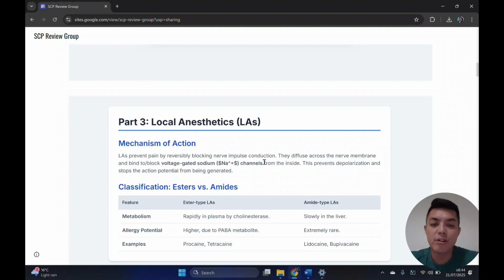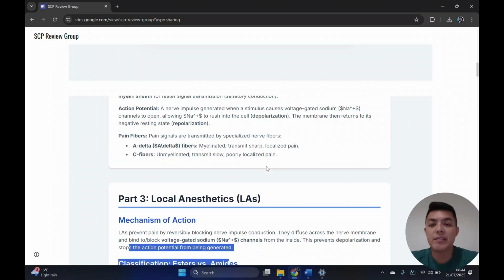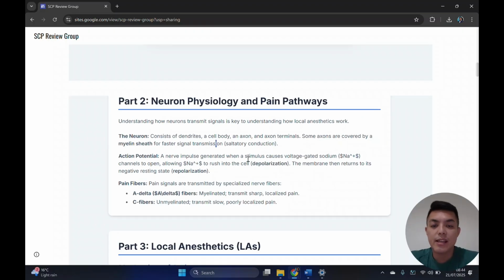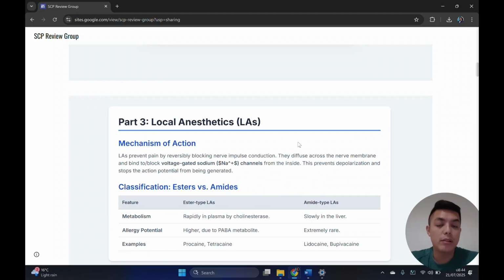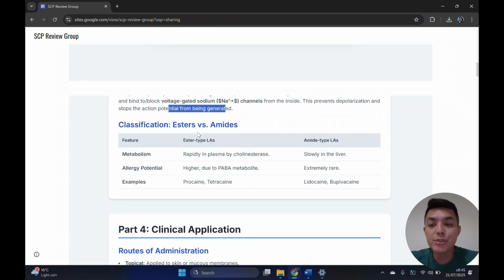So that's a keyword, from the inside. It gives you an idea that they must travel going inside. So this prevents depolarization and stops the action potential from being generated. The action potential here, which is the depolarization, gets blocked by your local anesthetics, so you don't feel pain. And we have two classifications, esters and amides, which we use in practice.